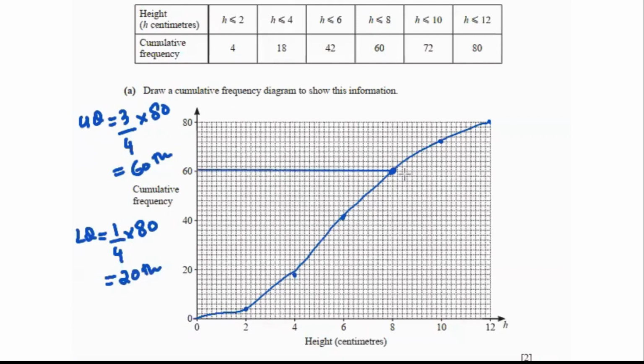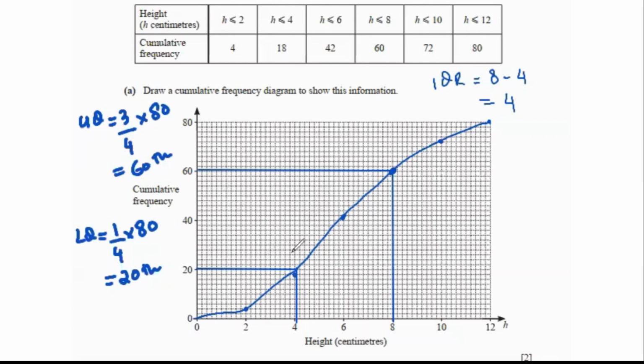So to find the 60th and the 20th value, 60th value is already, we know that, which is 8, and 20th is going to be, I think, 4 approximately. So interquartile range is 8 minus 4, and that's basically 4. That's what I'm getting based on my rough graph.